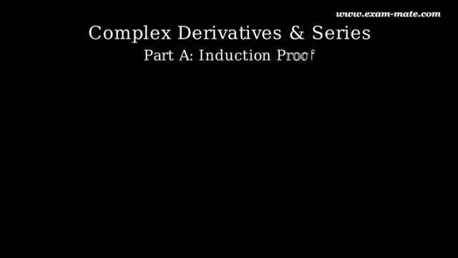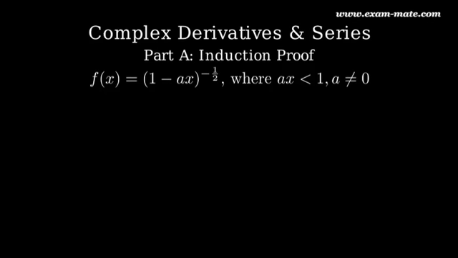Welcome. Today we'll work through a complex calculus problem involving derivatives, Maclaurin series, and approximations. Let's start with part A. We have the function f of x equals (1 minus x) to the negative 1/2 power, where x is less than 1 and is not 0.